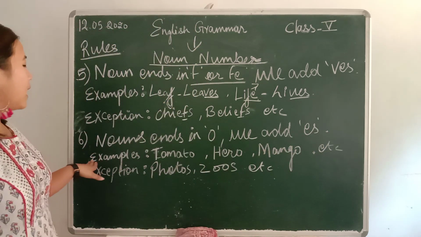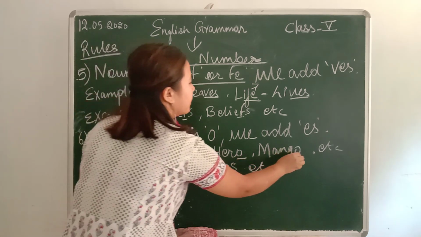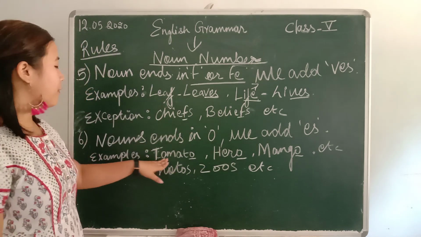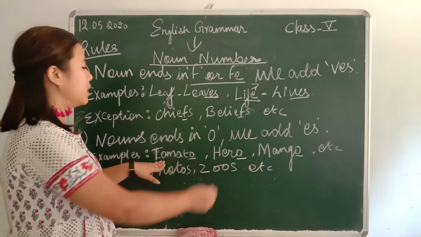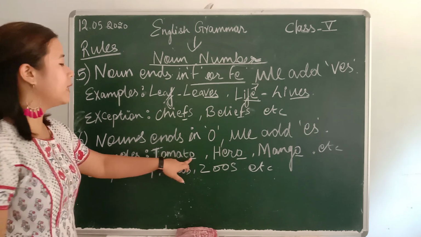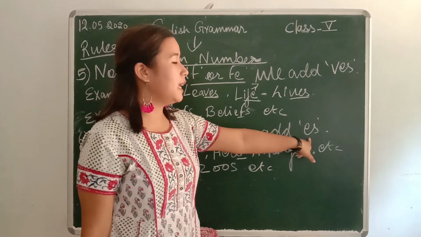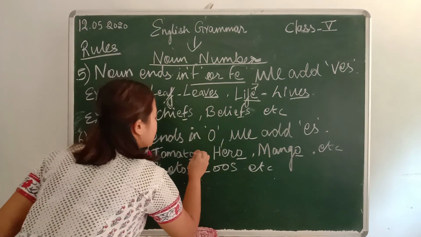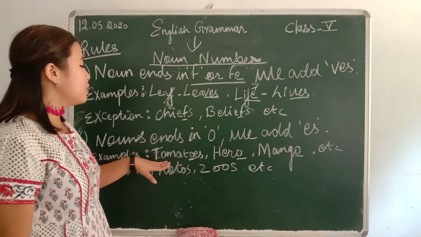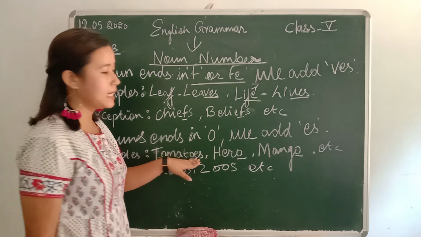So these are some of the words that end with O. Likewise there are many words. For example, I have chosen some of these words. Tomato. This word ends with O. So what we have to put here is ES. So tomato becomes tomatoes. To make this word into plural form, we have to add ES.